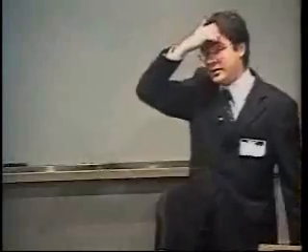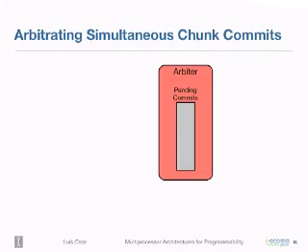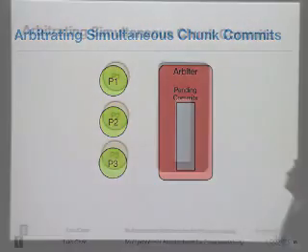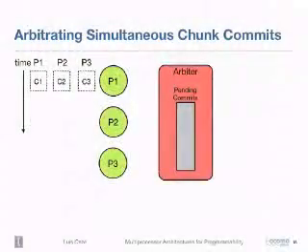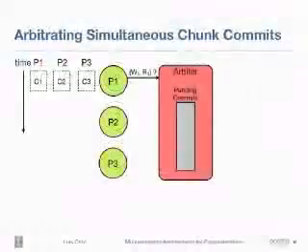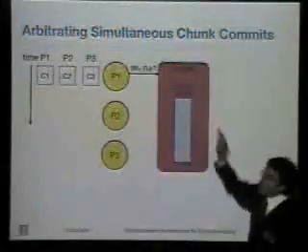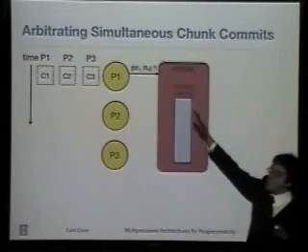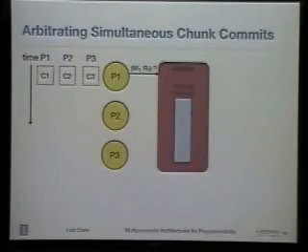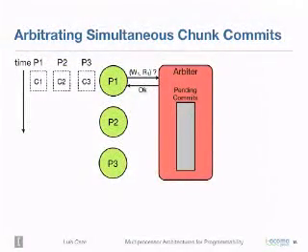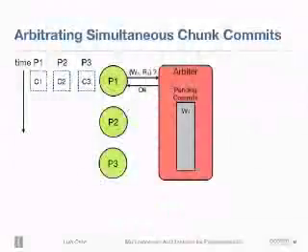Let's see how we arbitrate simultaneous chunk commits using the signatures. Here I'm showing the arbiter, and the arbiter has a pending commit list. This tells what commits in the system are pending, because the signature has to traverse the whole machine when it commits. We have 3 processors, and now these 3 processors finish their chunk execution. Now they wish to commit. P1 happens to reach the arbiter first. In requesting commit permission from the arbiter, it sends its write and read signature. The arbiter checks if there's any pending commit. Since there is no pending commit, it can just immediately grant permission to P1 because nobody else is committing.